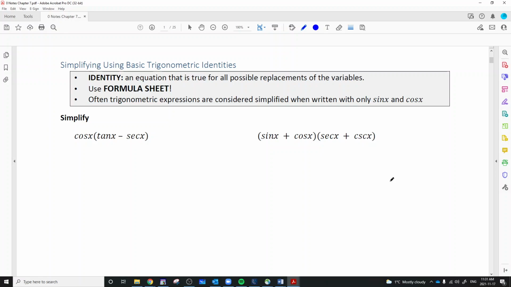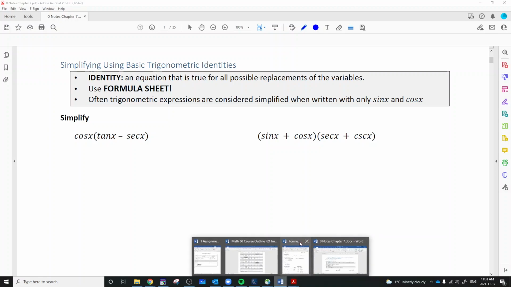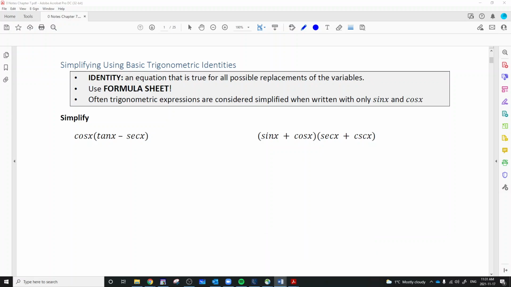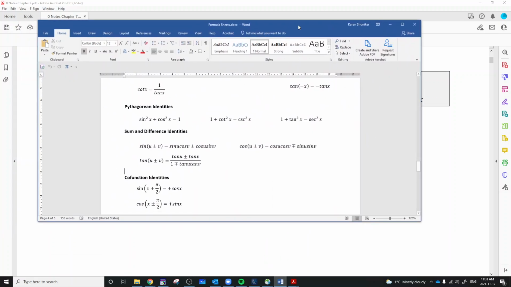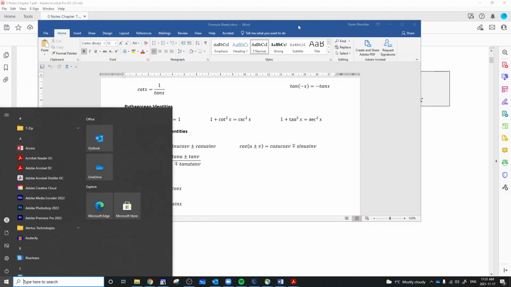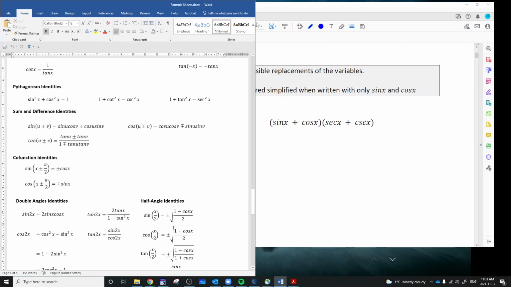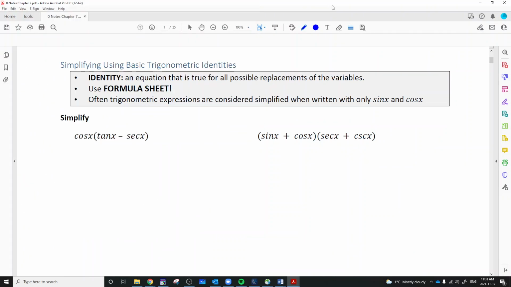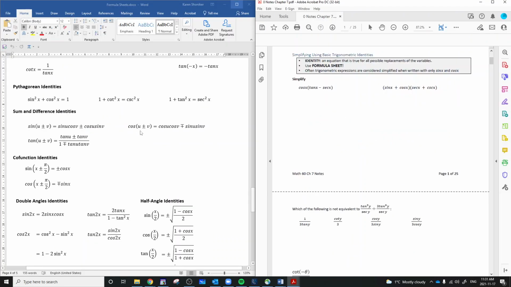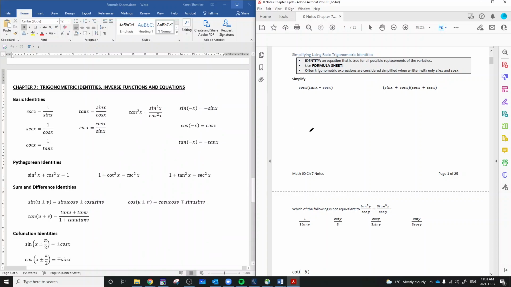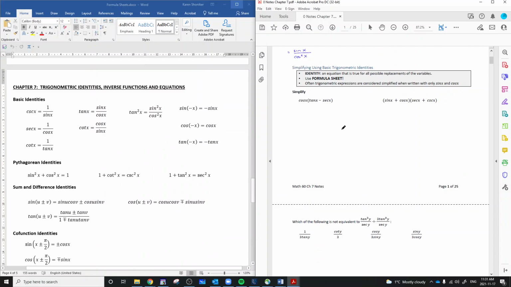All of your trigonometric identities are on your formula sheet. Now, the formula sheet, everybody's got kind of a different looking one. I'm going to bring over the one that I use. Okay, so I'm going to have this on the side. When you're doing chapter 7, honestly, your identity sheet is going to be right next to you all the time because you're going to use it that often.